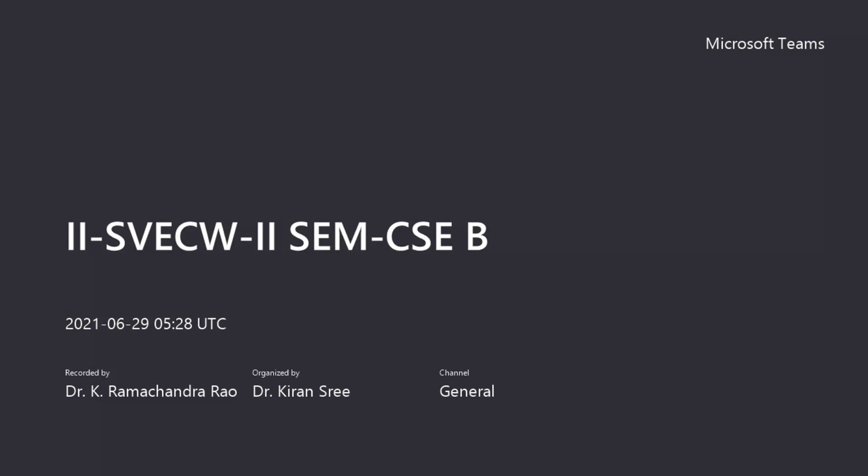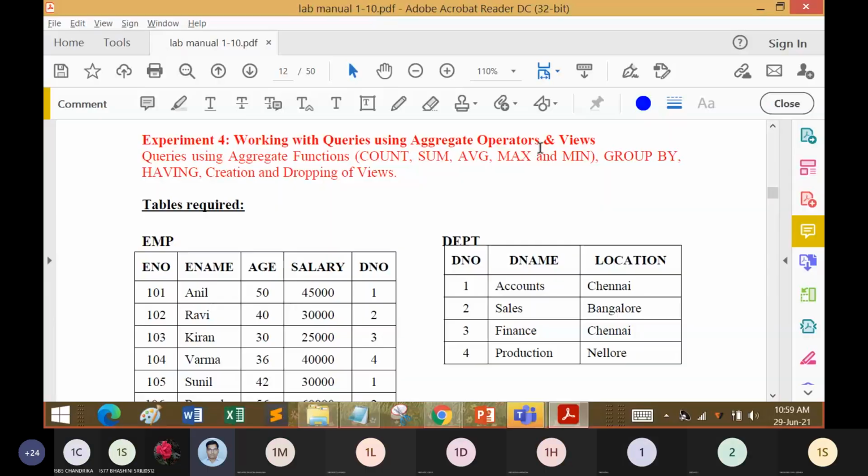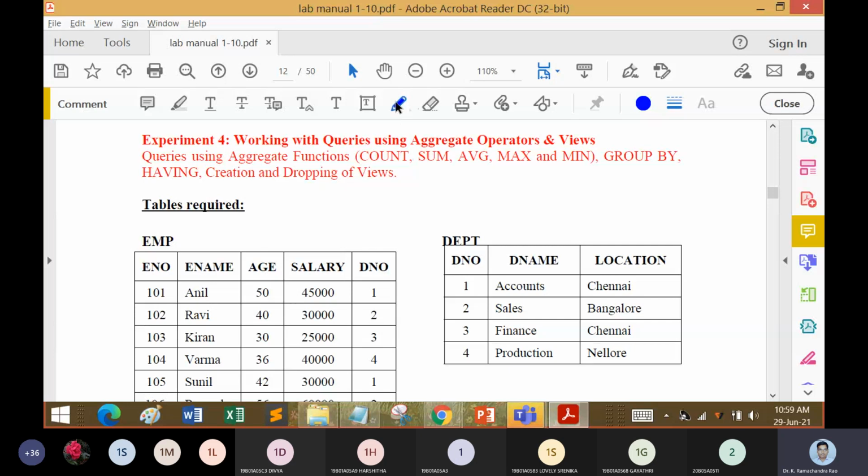This is what we are talking about, experiment number 4. In experiment number 4, we will work with queries that deal with single row functions. In single row functions, we will work with aggregate operators, and thereby we will have partial tables, which are dynamic tables that give quicker access than the table.